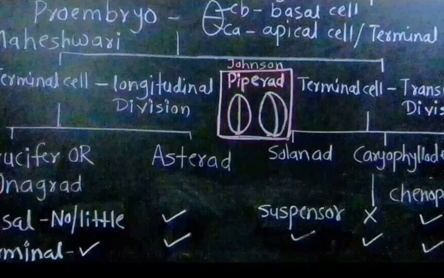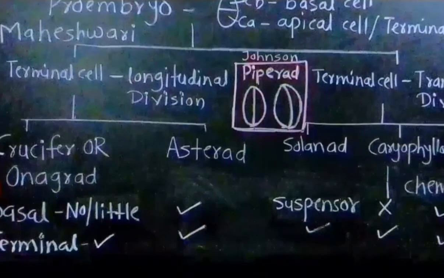So here the terminal cell has the main function in the formation of the embryo, but the basal cell has no role in the caryophyllad. It produces a suspensor in the solanad, and in the chenopodiad it has a very small role. So this is the second criterion used by Maheshwari for the classification of types of embryo development. Thank you.